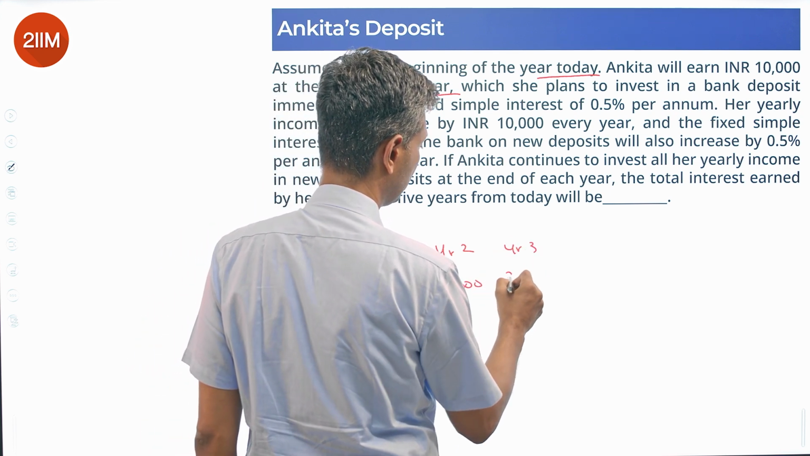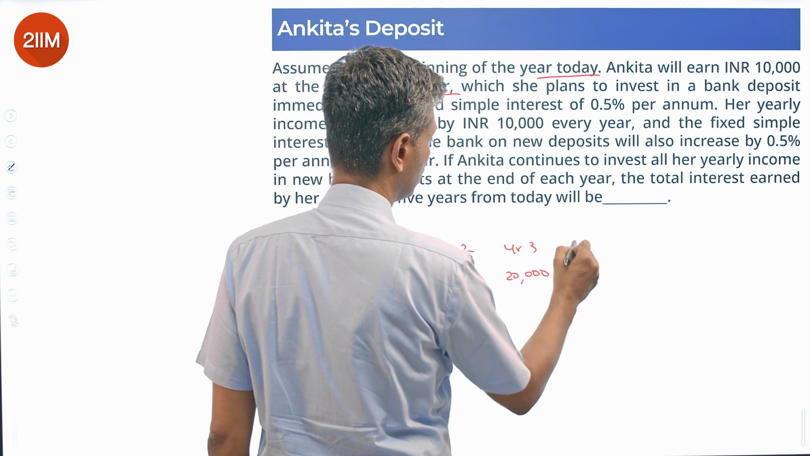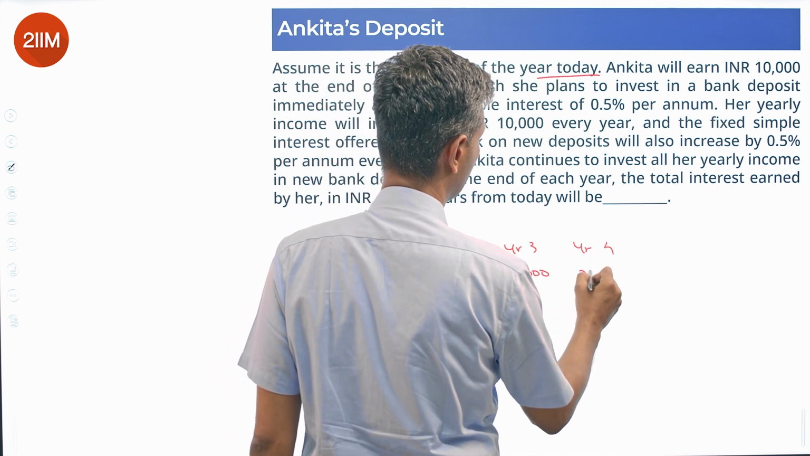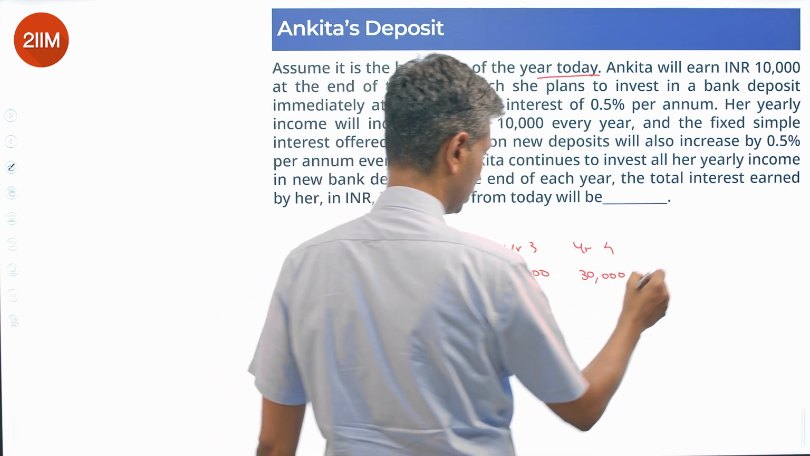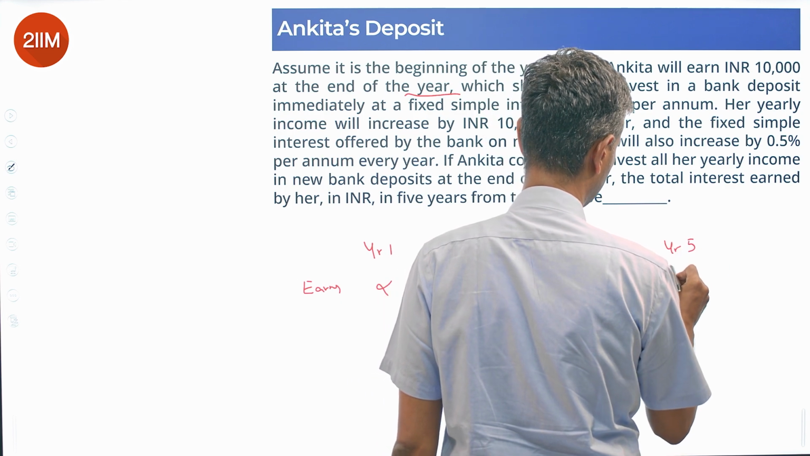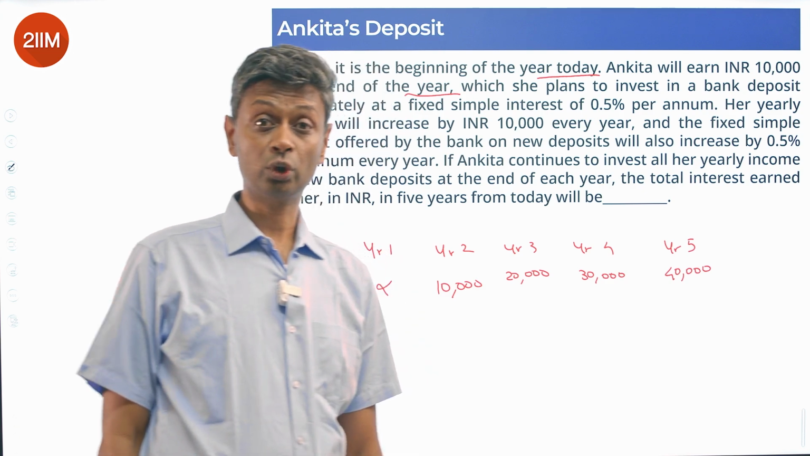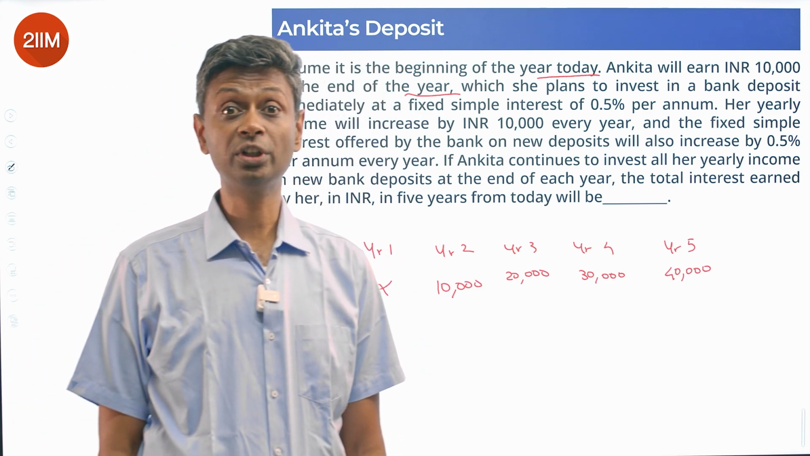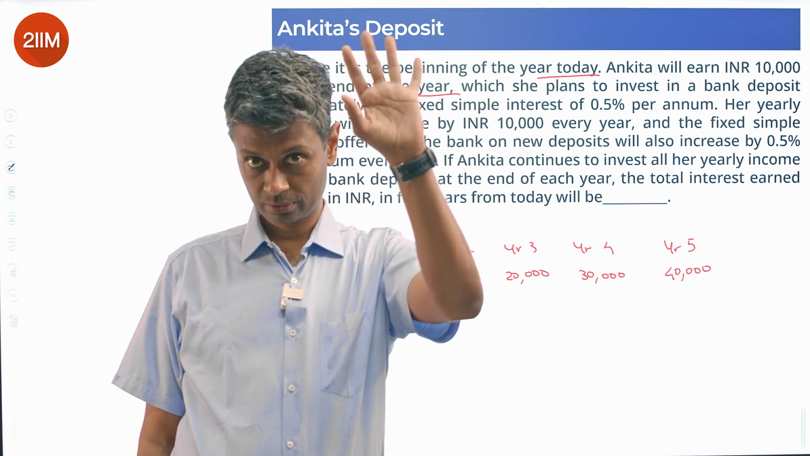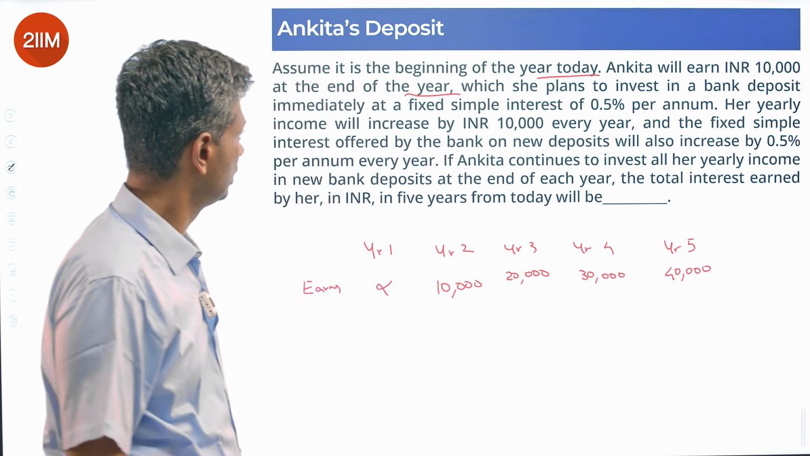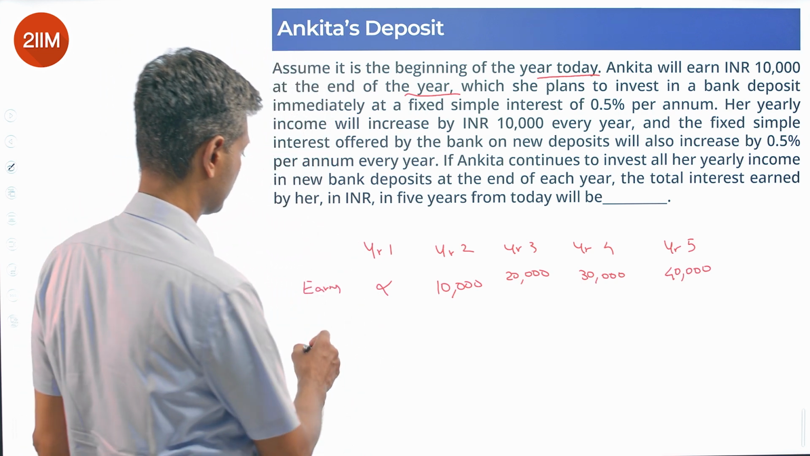Year 3 beginning, she has 20,000 to invest. Year 4 beginning, she has 30,000 to invest. Year 5 beginning, she has 40,000. At the end of year 5, she earned 50,000, but that she can't invest. Right? Brilliant. Now interest rate.